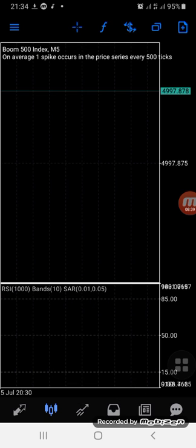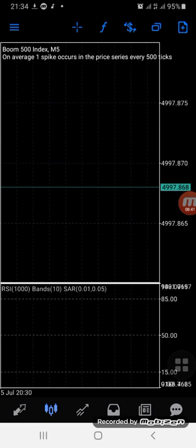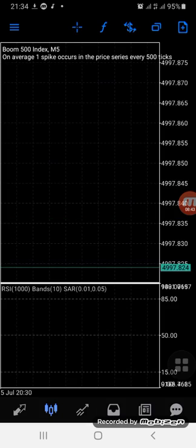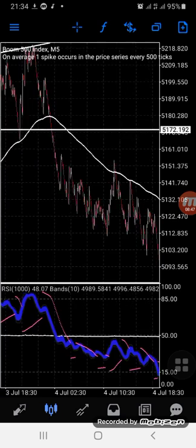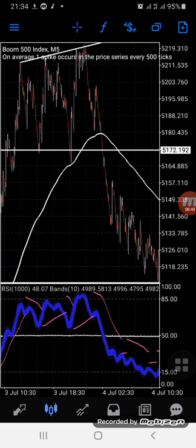Let's check the Boom index and see what the Boom is saying. All right, this is the Boom. Remember, this is the 5-minute time frame. You could see that here. It came down here. It came up to this place. It started to pile up here, and that's where it shut down.